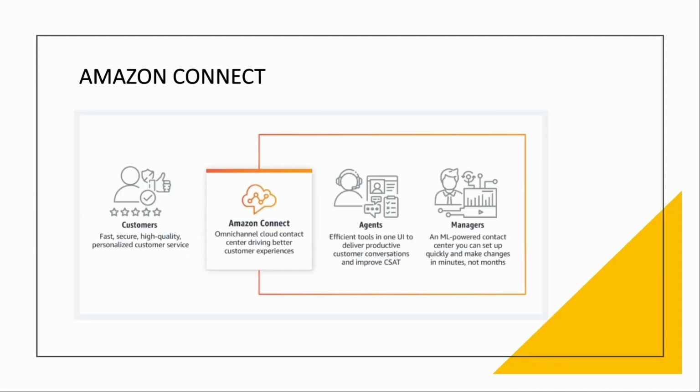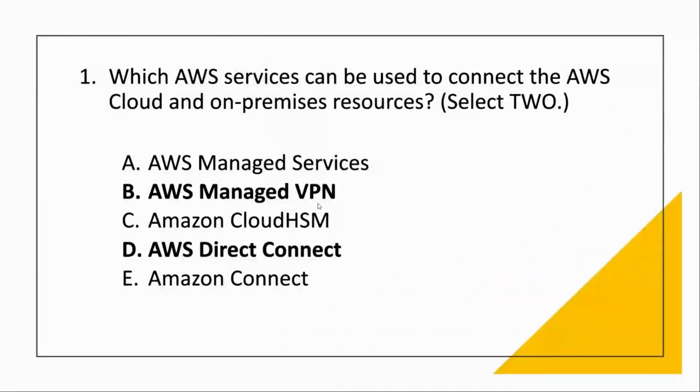Next coming to Amazon Connect. So Amazon Connect is a package of agent and managers. Agent has the effective tool and one UI to deliver productive customer conversations. Manager is like a machine learning powered contact center where you can set up your call quickly and if you want to make changes, in minutes, not months. And why is this useful? It is useful for fast, secure, high quality, personalized customer service. So, what's the correct answer? AWS Managed VPN and AWS Direct Connect.